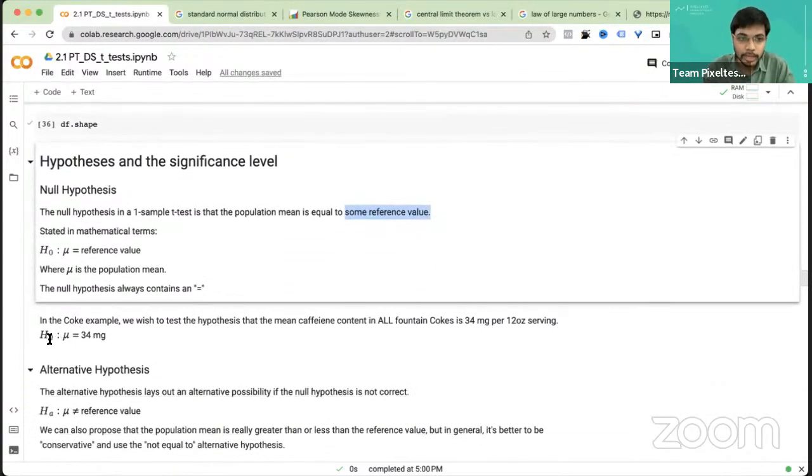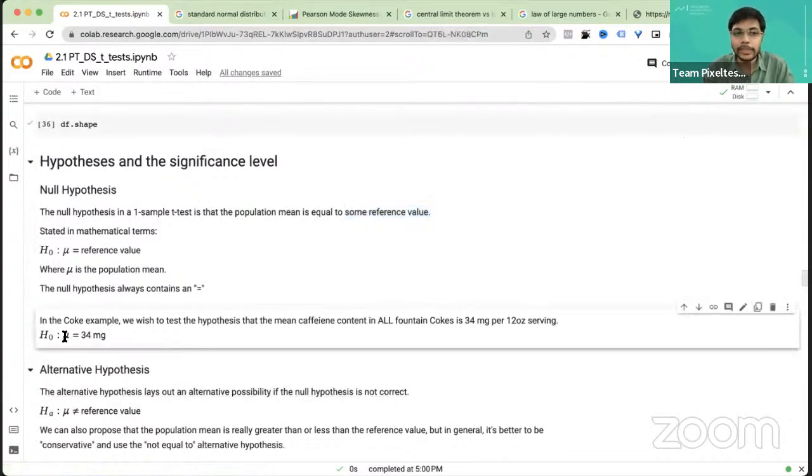So let us come here to the Coke example. The hypothesis is we want the mean of all these drinks to be 34 mg, right? The caffeine in all of these drinks to be 34 mg. So this is the initial hypothesis. We wish to test the hypothesis that the mean caffeine content in all fountain Cokes is 34 mg. So the null hypothesis is denoted as H0, right?